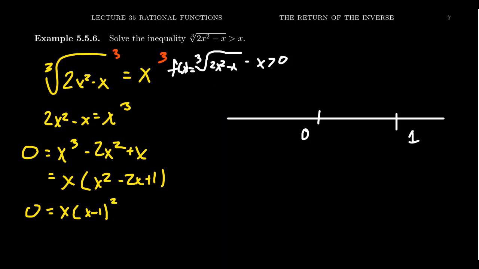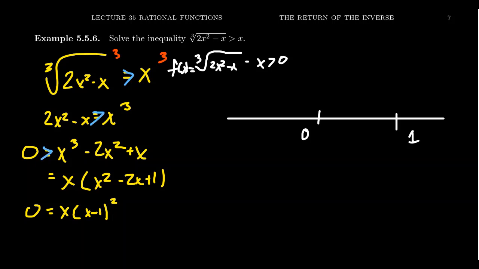Well, I think it's going to be a lot easier if we pay attention to our equation over here. What if we actually did make it an inequality, with this greater than x going on right here? When you cube both sides, this is an increasing function, so it doesn't change the inequality, so it's still pointing to the left. 2x squared minus x is greater than x cubed.